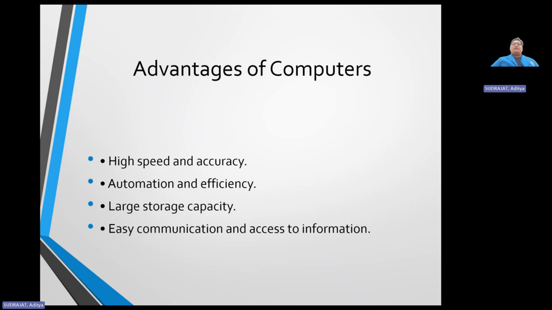So what is the advantage of computers? First one is high speed and accuracy, because the computer has a small processing unit, but it is very fast to process. So it has high speed and accuracy. The second one is automation and efficiency. It keeps our work being done faster and also efficiently.